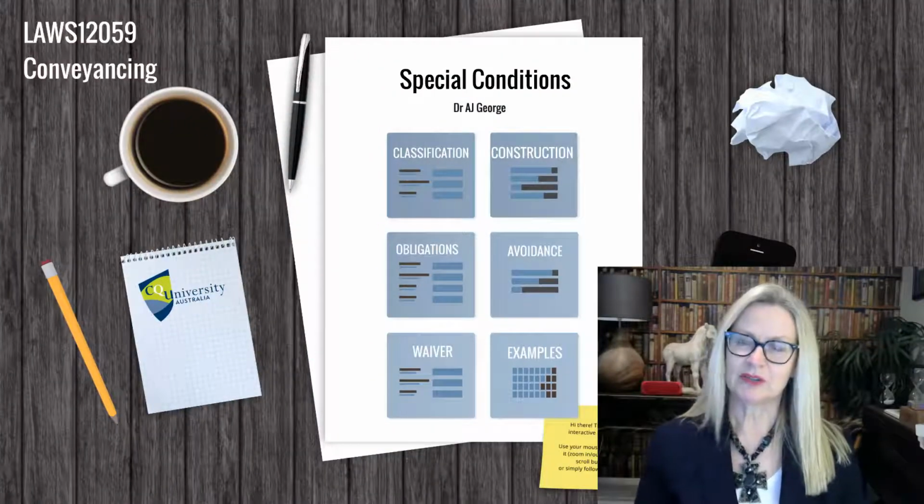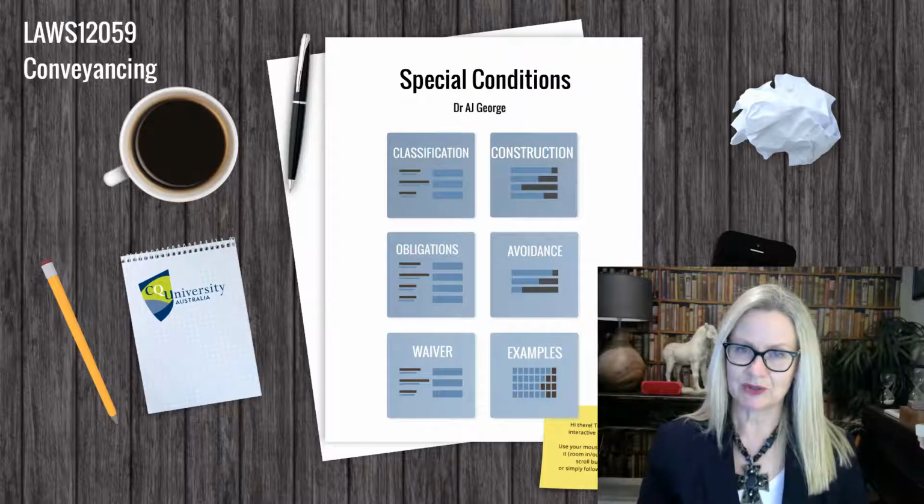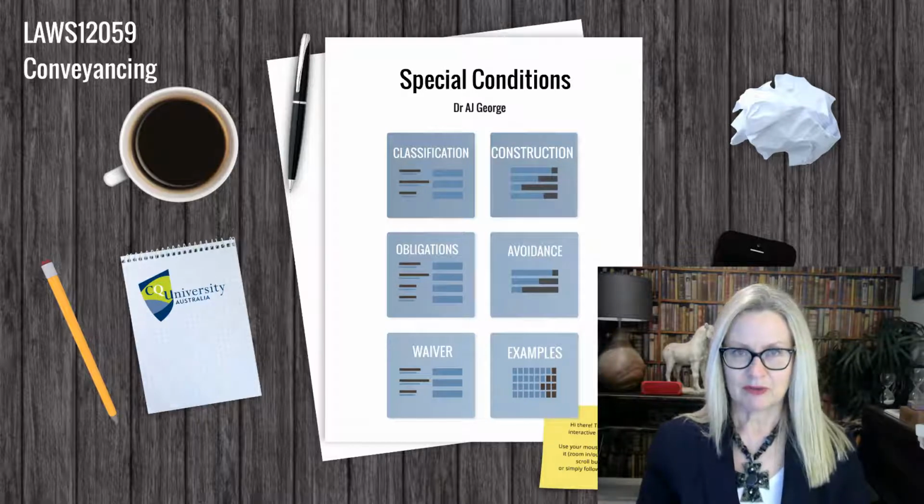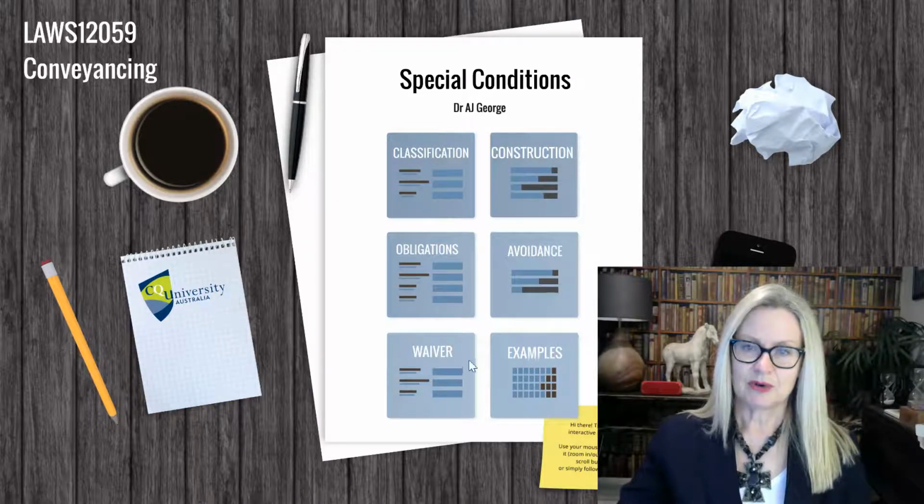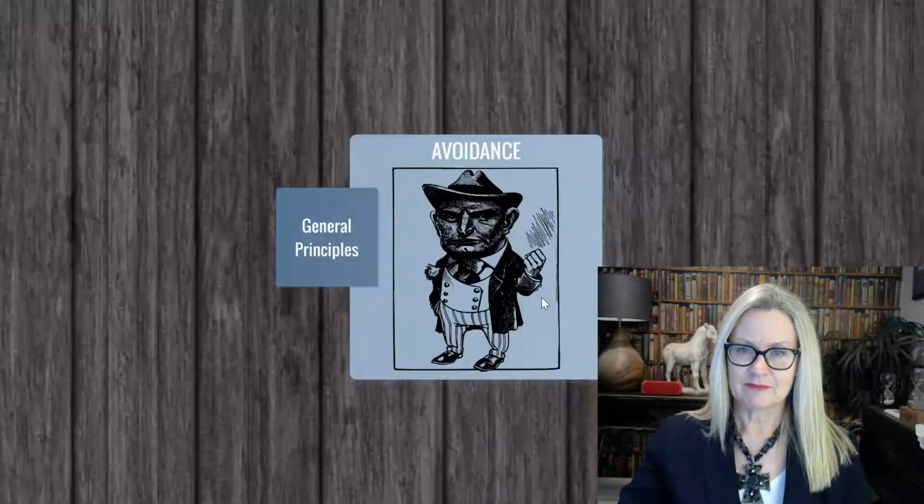This is video 3 in the video series for special conditions, and in video 1 we had a look at classification, in video 2 we had a look at construction and obligations, and in this final video we will have a look at avoidance and waiver. As I said, I'll give you a few examples at the end, but you can flesh those out for yourselves really. So looking at the issue of avoidance.